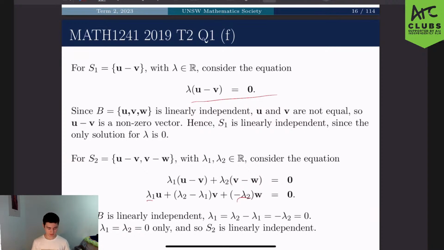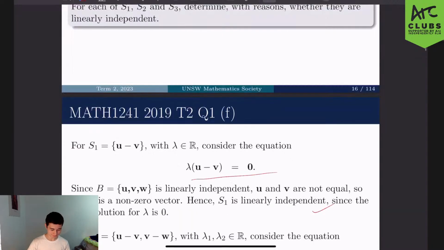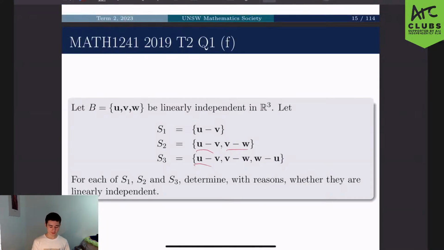lambda 2 is 0, and the only thing left is, is lambda 2 minus lambda 1 also 0? Yes, it has to be, because both of them are 0. And so that gives us linear independence. We are very happy. Last one left. We have three vectors in S3, and we're going to apply a similar kind of approach. We're going to attach our scalars to them and break it down into the different vectors which we know and understand are linearly independent.